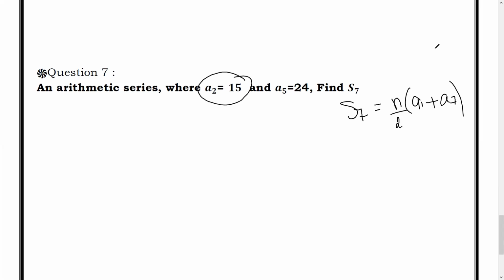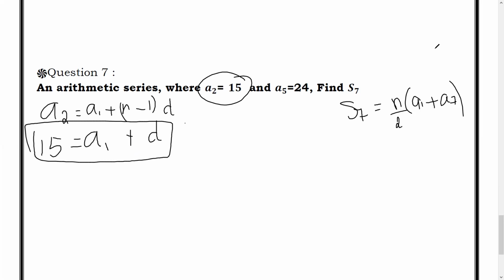Now, from a sub 2, we can say that a sub 2 is a1 times r to the power 2 minus 1. Isn't this an arithmetic series? It's arithmetic, sorry. So a sub 2 is a sub 1 plus n minus 1 times d. So a sub 2, which is 15, equals a sub 1, which I have to find, plus 2 minus 1, which is 1, times d. So the first equation I have is 15 equals a plus d. This is equation number 1.